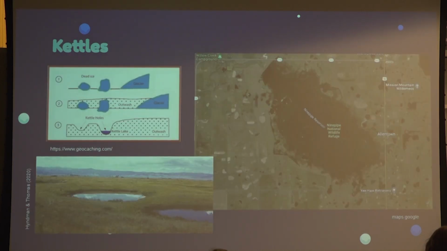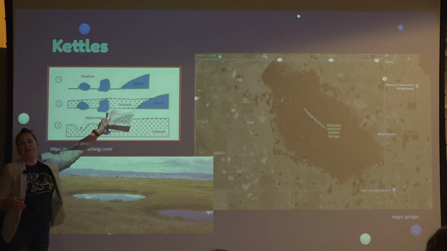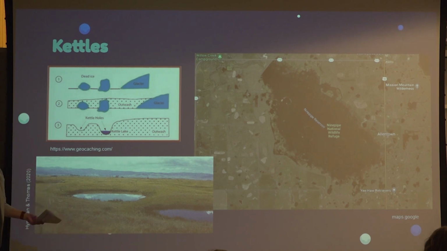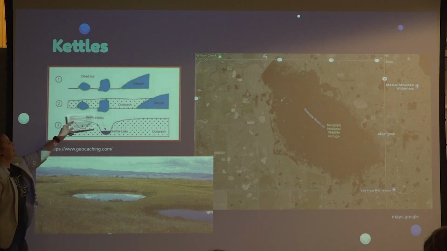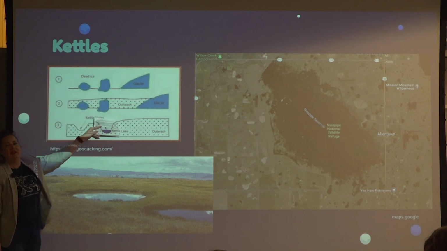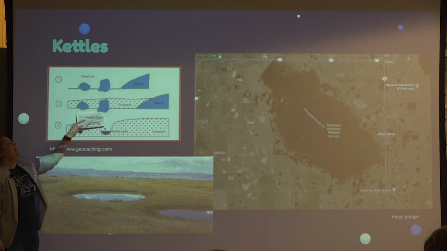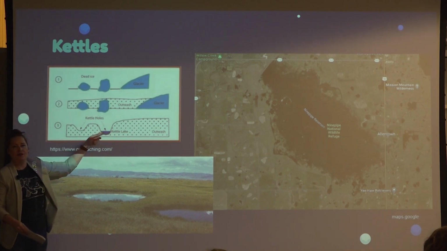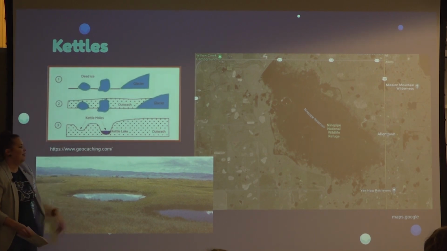Kettles are a lot of fun too. So as an ice sheet is retreating, it can leave chunks of ice behind. Now, as we all know, big chunks of ice take forever to thaw and melt. And that's exactly what happens: it takes so long that the sediment actually covers it, then it finally erodes, and then that sediment collapses and leaves a little depression, and usually water fills in. So you get these little kettle lakes.